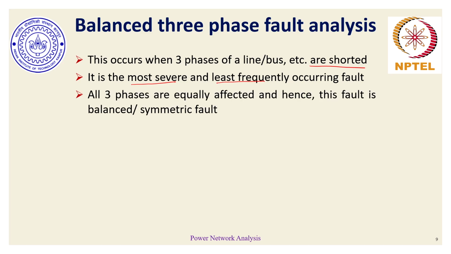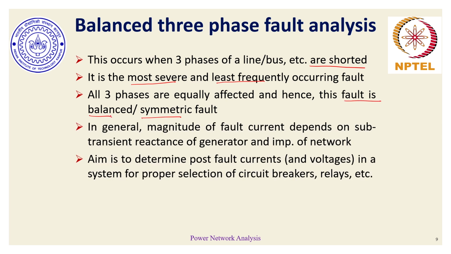All three phases are equally affected, and hence this fault is called a symmetric fault or a balanced fault. Generally, the magnitude of fault current depends on the subtransient reactance of the generator and the corresponding equivalent impedance of the overall network. The purpose of fault analysis, as already explained, is to find the worst case fault currents and voltages so that we can make decisions about the different protection elements used for protecting our electrical network from such electrical faults.